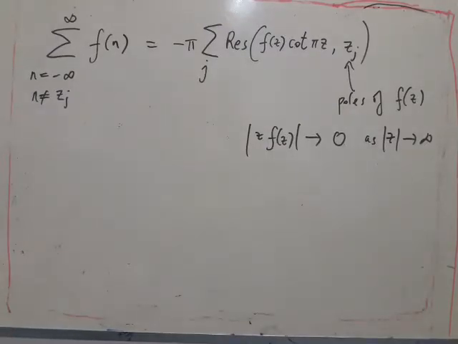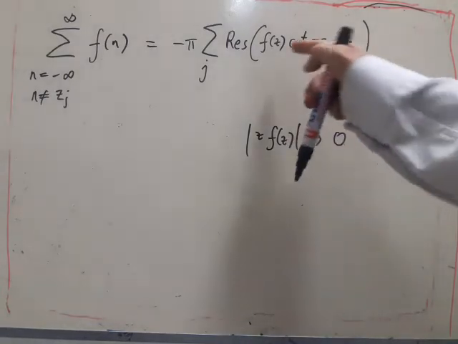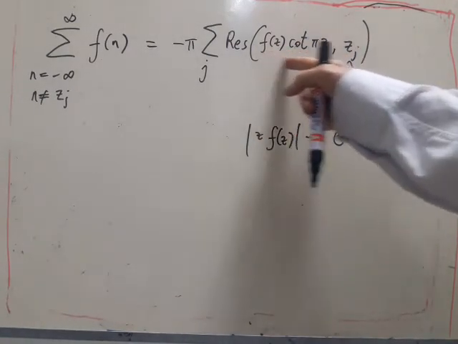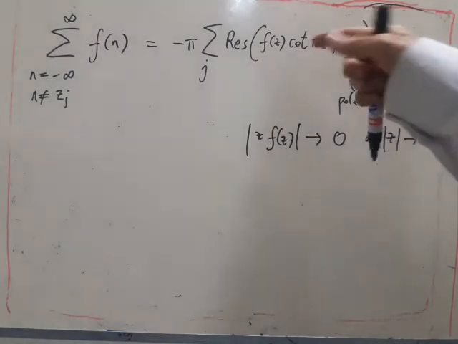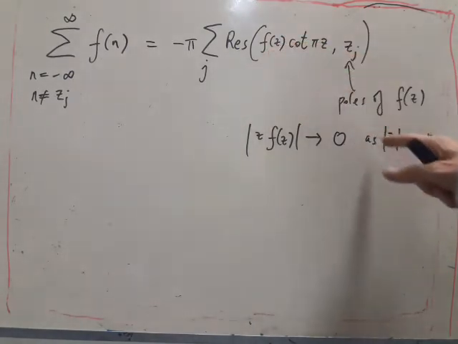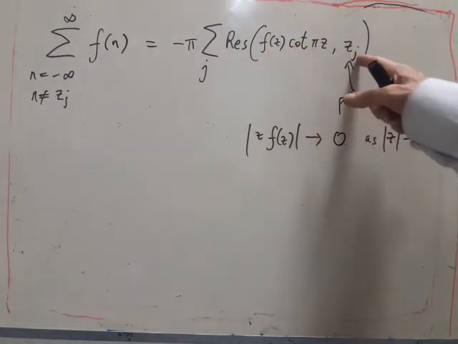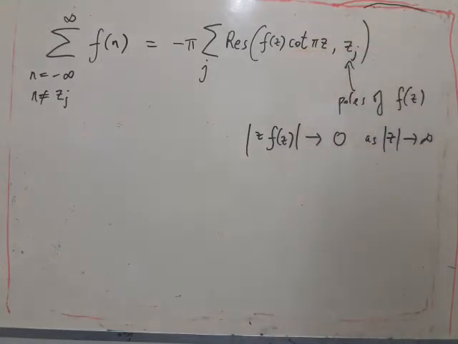So to prove this, what we do is consider the contour integral of this. So f of z will have poles at z_j, but cot pi z will also have poles. So cot is 1 over tan.